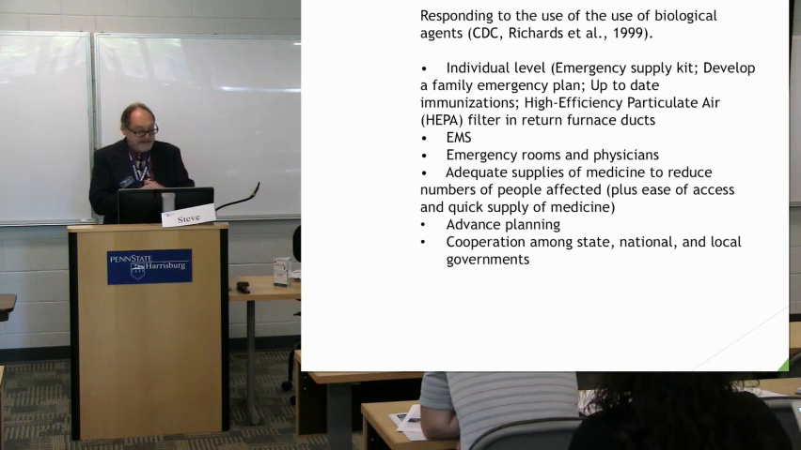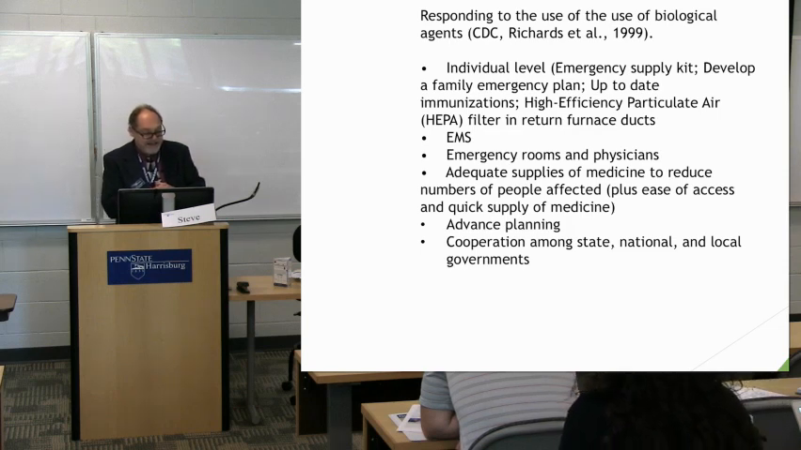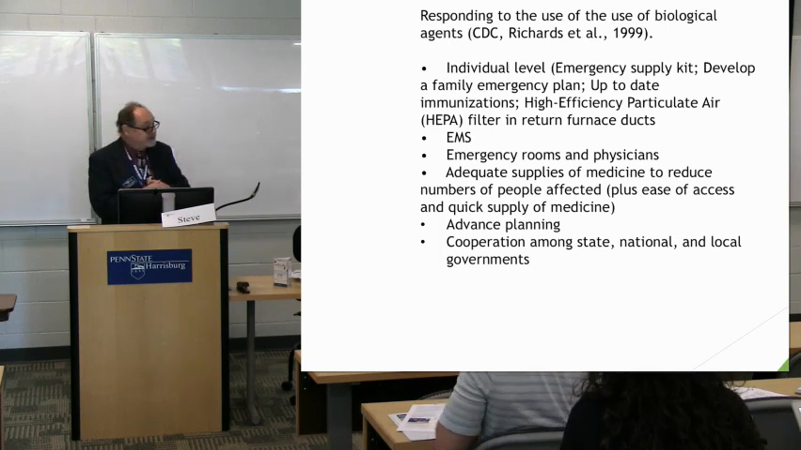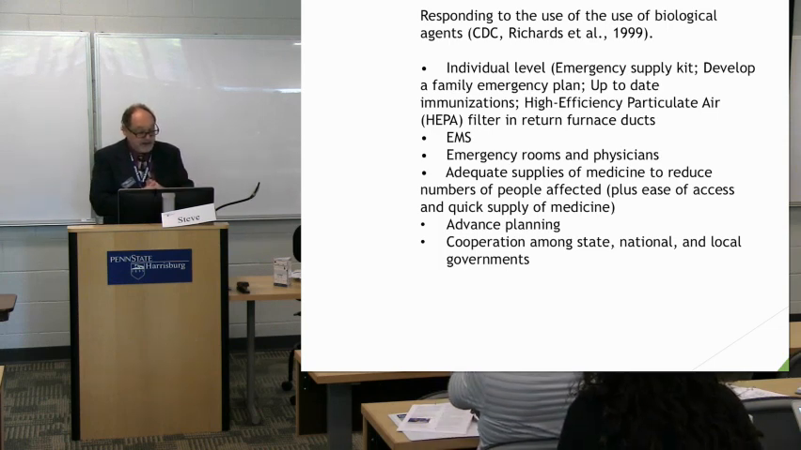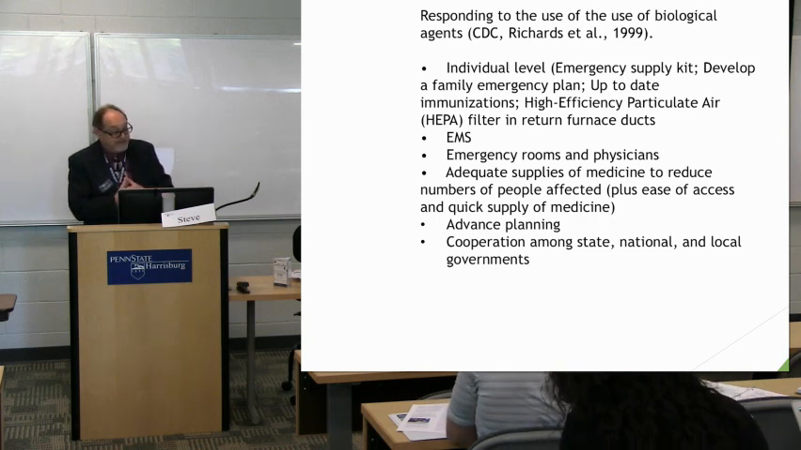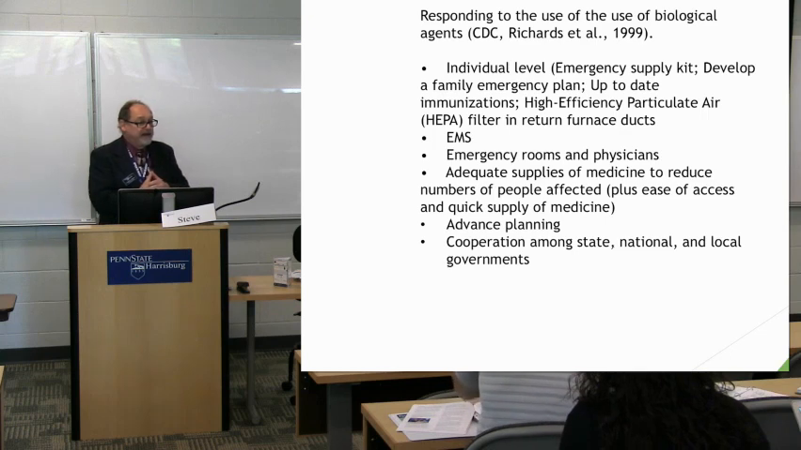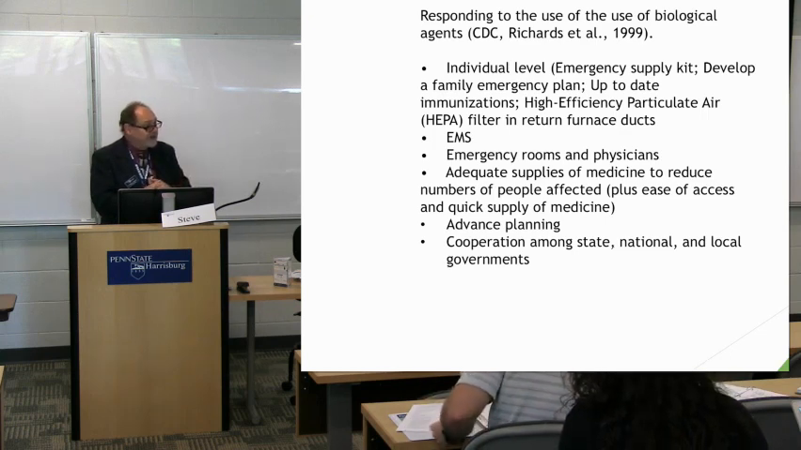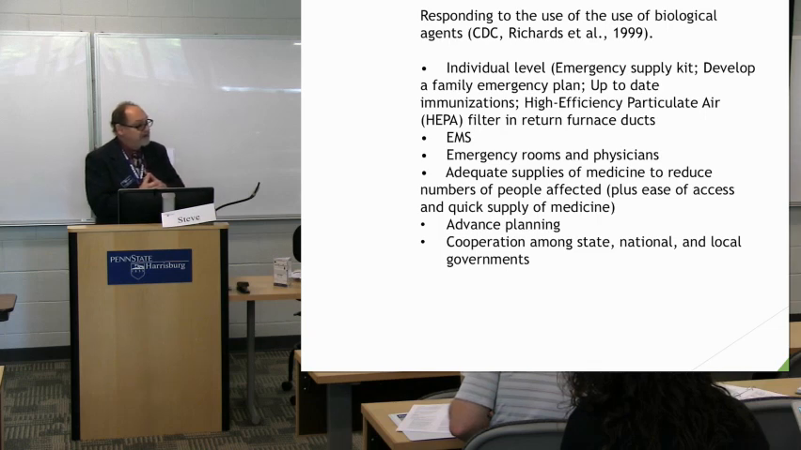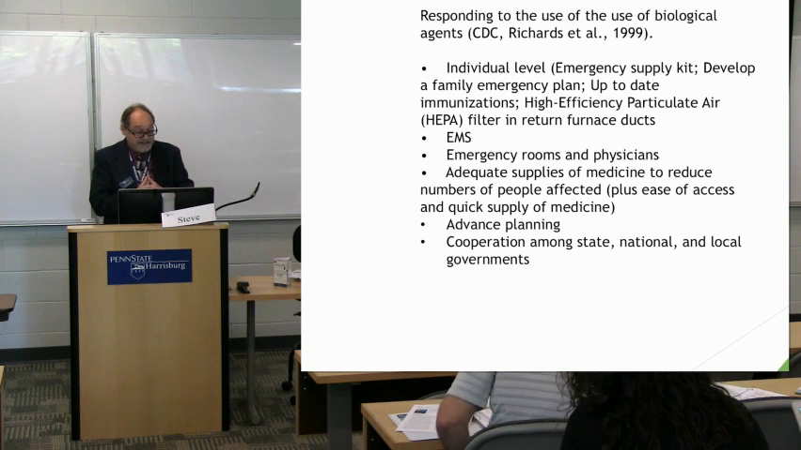Up-to-date immunizations, and then high-efficiency particulate air filters in return furnace ducts. They would screen out many agents. Then there is internal support: emergency management services, and there are articles on the role of emergency rooms and emergency physicians. You need adequate supplies of medicine that can be delivered quickly. In many cases, for example with anthrax, we have ample supplies for local outbreaks, and upon learning that it's anthrax, it can be delivered in a relatively short period of time. But again, quick supply of the medicine, ease of access to those supplies is important.